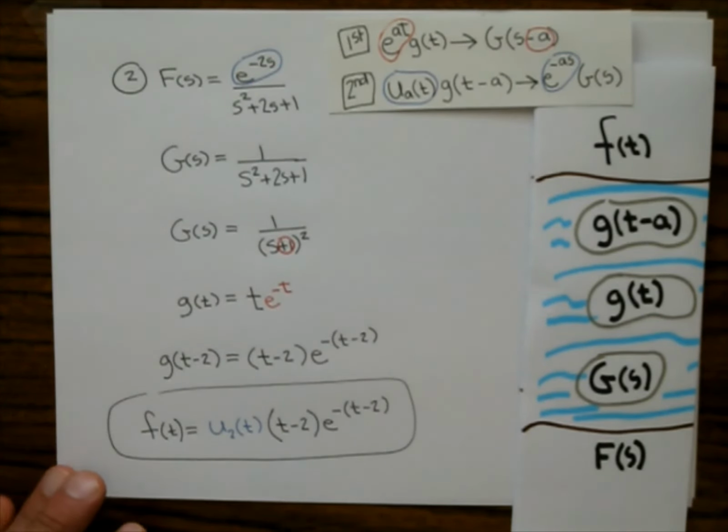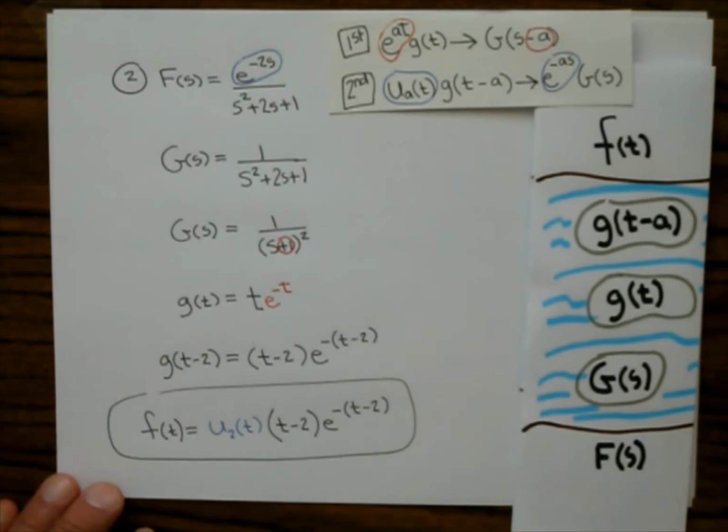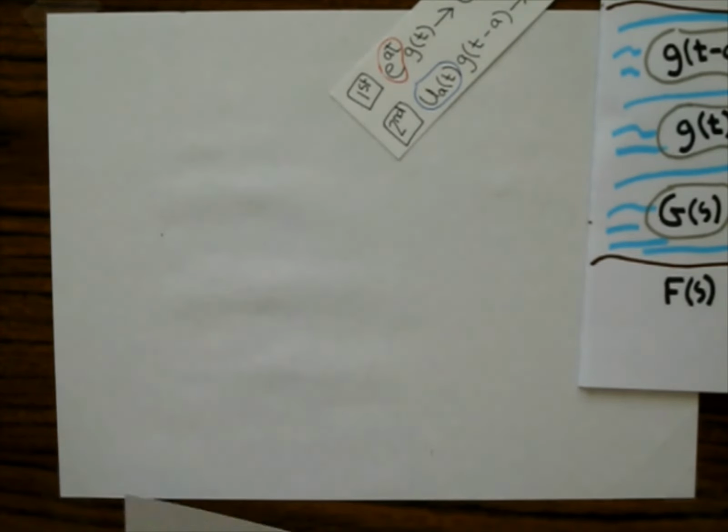Okay, let's go ahead and now do the next problem, number 3, where instead of a +1 there was a -3. So how's that going to work? Let's see.